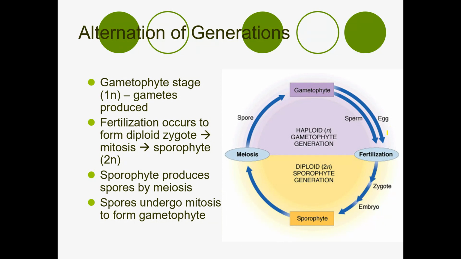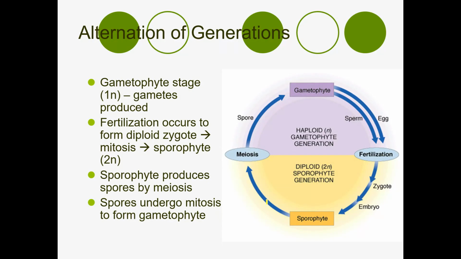Now, the egg and sperm are going to come together just like they have to form a human. When egg and sperm come together, that's fertilization, and that's going to produce a diploid zygote, okay? So that diploid zygote is going to go through cell division, and that's going to lead to that sporophyte, which is diploid. So once again, we have a diploid zygote going to a diploid sporophyte, diploid to diploid. We're going to see mitotic divisions happening here, okay?